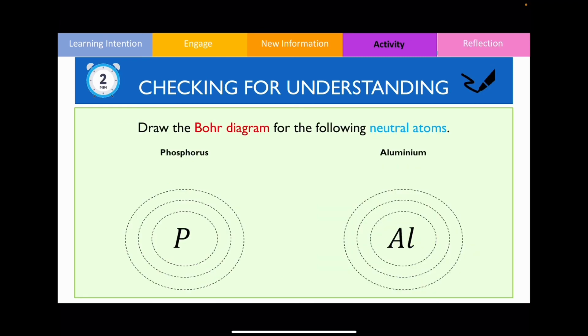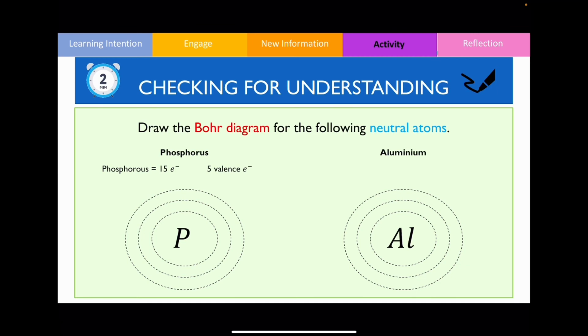What I'd like you to do now is to please pause this video right here and draw the Bohr diagrams for both phosphorus and aluminium. To draw the Bohr diagram of phosphorus, it's useful to find out how many electrons it has. So it has 15 electrons, and it's also useful to find out how many valence electrons it has. So phosphorus is found in group 5 or group 15, and so therefore it should have 5 outer shell electrons.